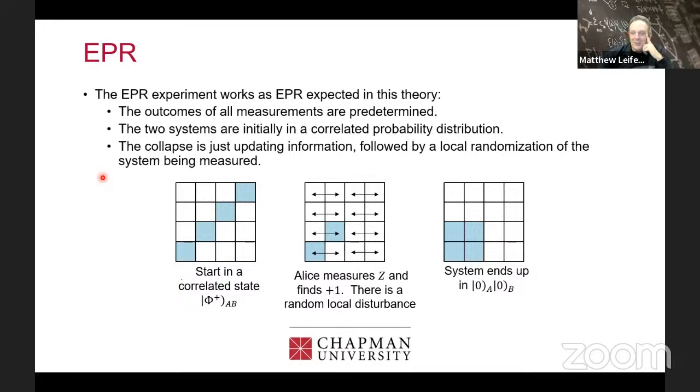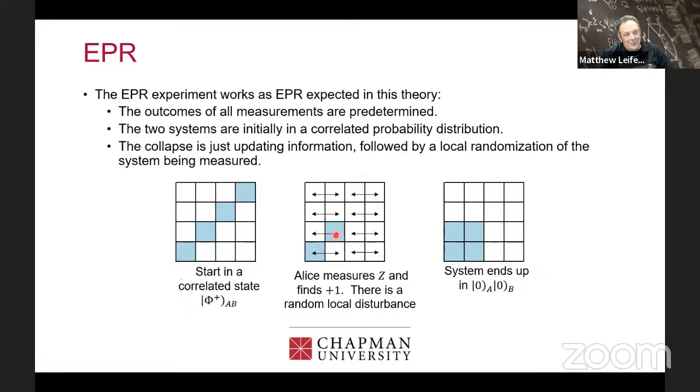I'm not going to say too much about this. Let's consider the EPR experiment. The EPR experiment works just as EPR expected it to, right? Basically, there's a local hidden variable theory. So if you start in one of these correlated states, then we can imagine that Alice makes the Z measurement, or we can also imagine that she makes the X measurement. But let's just look at the Z measurement. If she makes the Z measurement, she's going to find out whether the system is on this side or that side. Let's suppose she finds it's on this side.